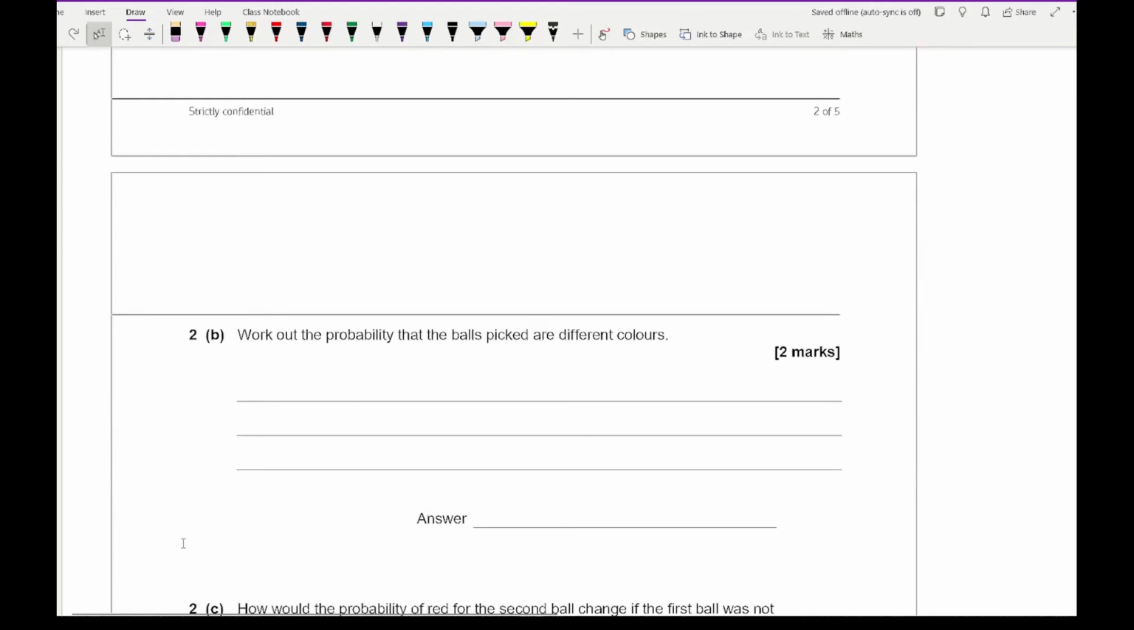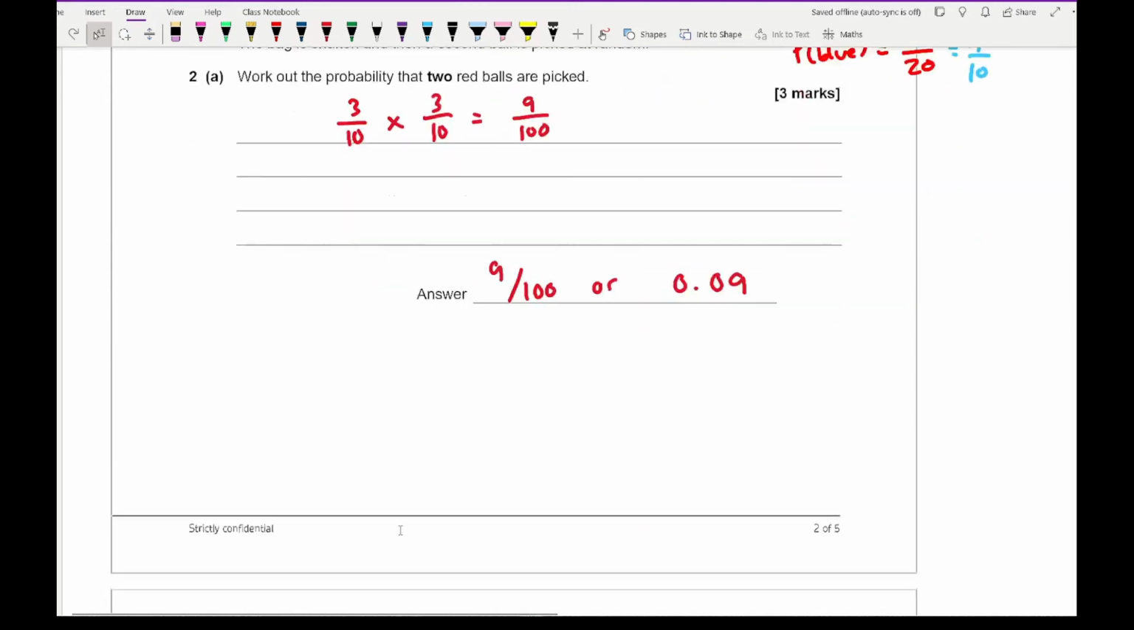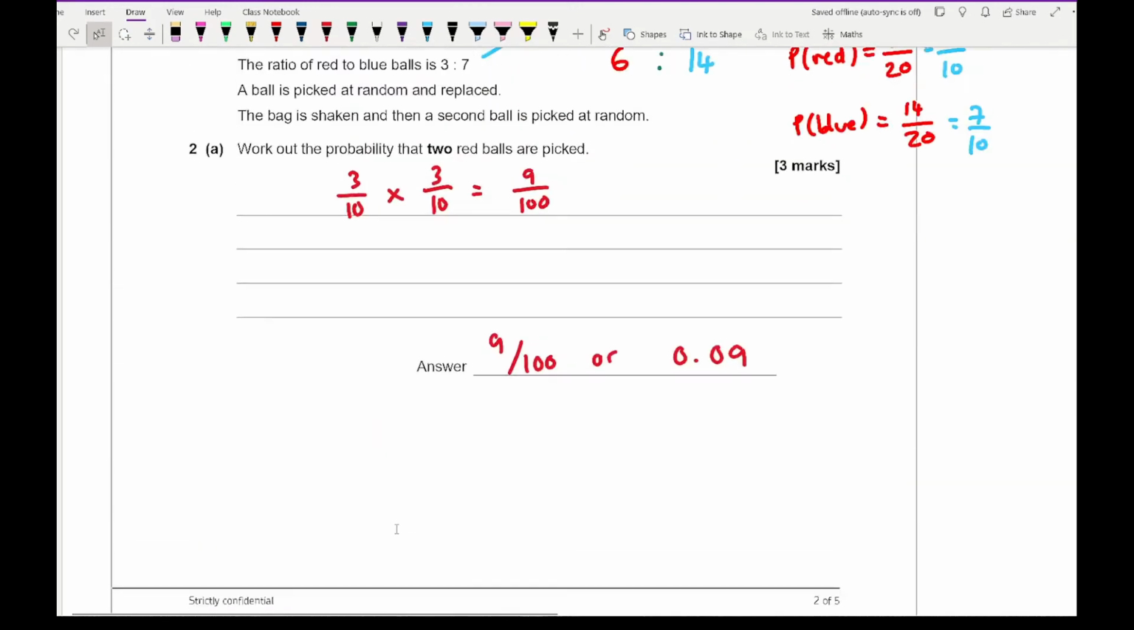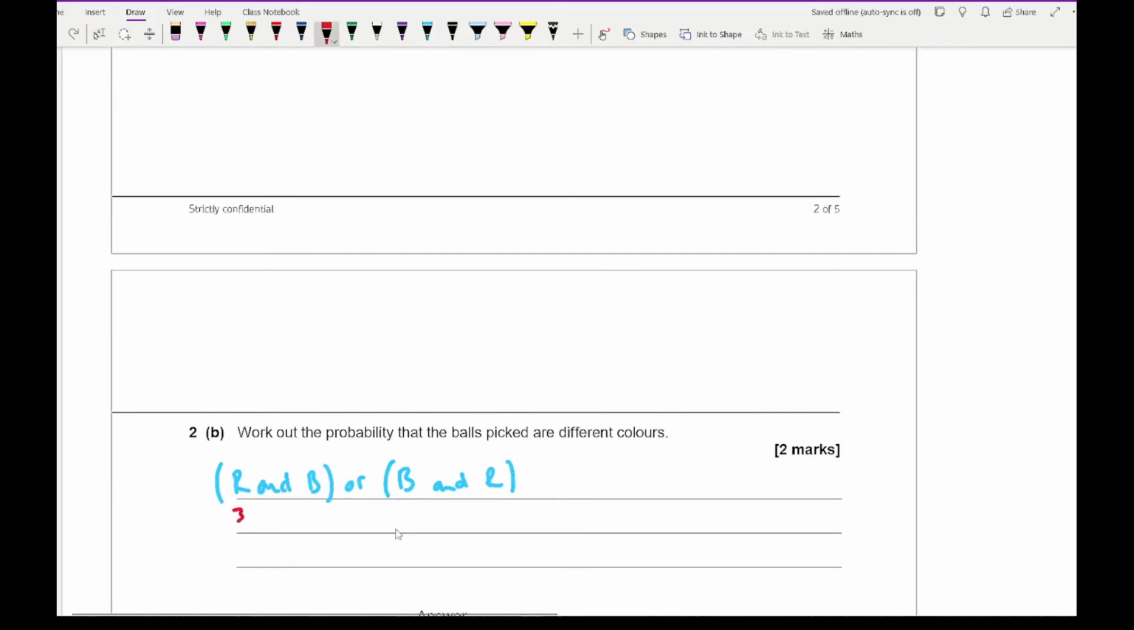Then part B says work out probability that the balls picked are different colours. So if they are different colours, I'm looking for either a red and a blue, or I could end up with a blue and a red. So from this, the probability of picking a red is going to be, let's just go back to those numbers, 6 out of 20, or 3/10. Let's work with the tenths. So it's got 3 over 10 multiplied by blue, which is 7 over 10. And then or means add, not times. Just put that in brackets.